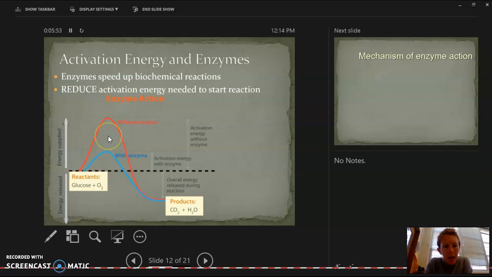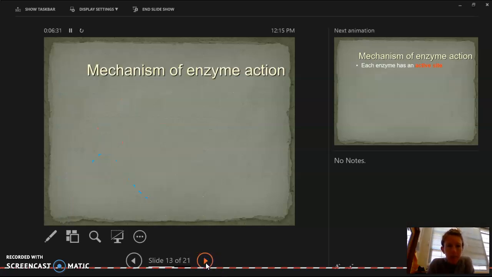You can see this graphic here, and there are two reactions. One is with an enzyme, the blue curve, and one is without an enzyme, the red curve. You can see that with the enzyme, the activation energy is much lower compared to that without an enzyme. So this reaction in blue would occur much faster than the reaction in red. This is showing respiration. We have reactants of glucose and oxygen, and products of carbon dioxide and water.